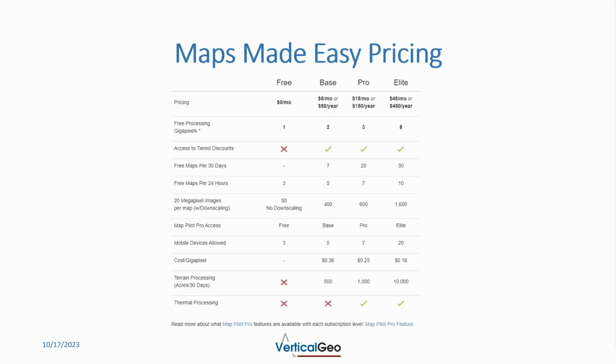You can see this is why it's a bit complicated to quote pricing for Maps Made Easy, because there's a matrix here. There are 4 different subscription levels from $0 to $45 a month, and each of them offers different pricing. Even looking at the matrix, I'd have to pull out my calculator and spend quite a bit of time trying to figure out what the pricing costs. So I can't really give you a good idea of the pricing, but it is cheaper than DroneDeploy and Pix4D.